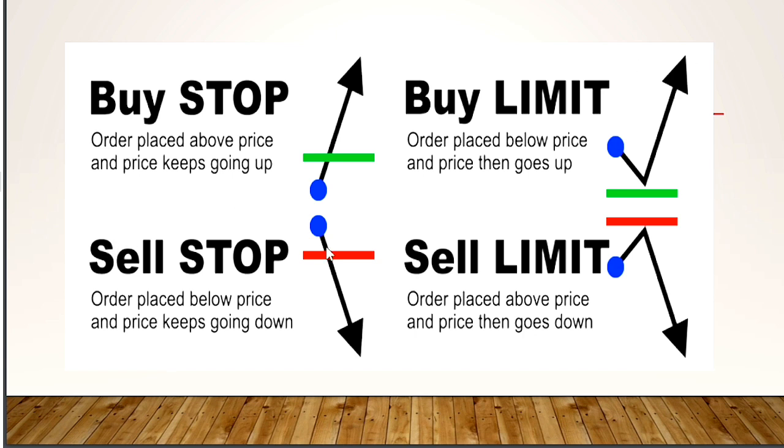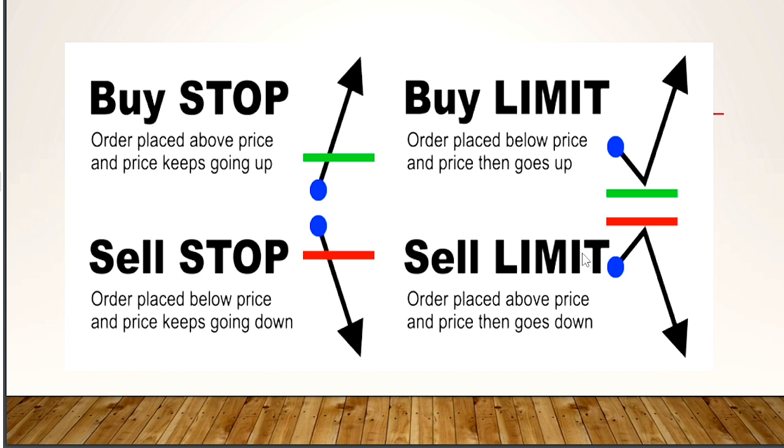Also, sell stop means you have your current price, that's this blue circle. You believe that by the time the market keeps selling and gets to this particular red line, this horizontal line here, which is your price, when the price is below the current price, it continues to sell. That means you place your pending order at this particular point, order placed below price, and price keeps going down. So from your analysis, you believe that the price will keep going down, so it will trigger and continue to go down.